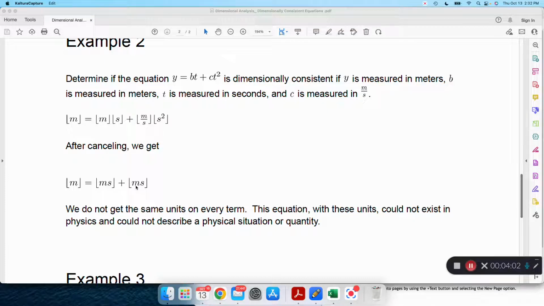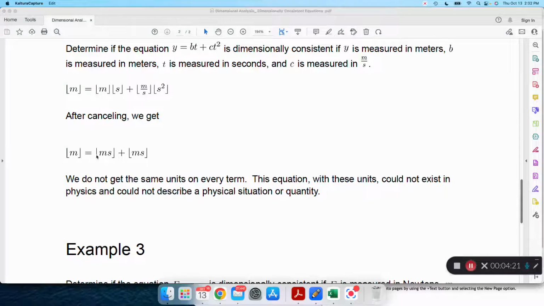This equation makes no sense. You can't have meters equals meters times seconds. This equation is not dimensionally consistent. You would never see this equation with these units in any kind of science class. It's forbidden. It's not allowed. You can't have meters equal something that's not meters. You can't add things that are not the same. Had these turned out to be different, the equation would not make any sense.